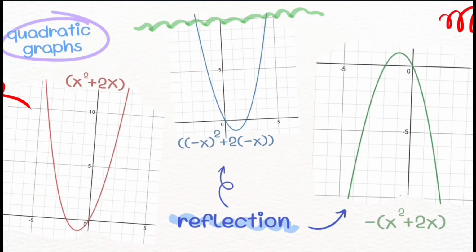Reflections. When the x is negative, it will reflect the graph at x equals 0 from the original on the left, and if you change the negative 2 into a negative, it will return to the original that's shown on the left. When the negative is outside the equation, as you can see, the graph will reflect and become a negative quadratic graph when y equals 0.